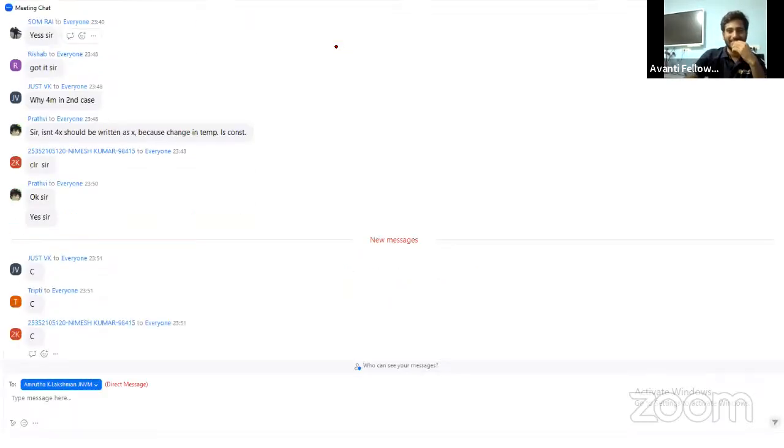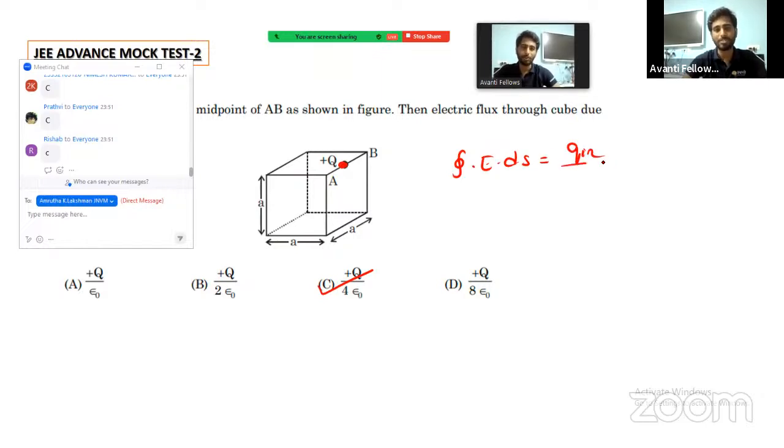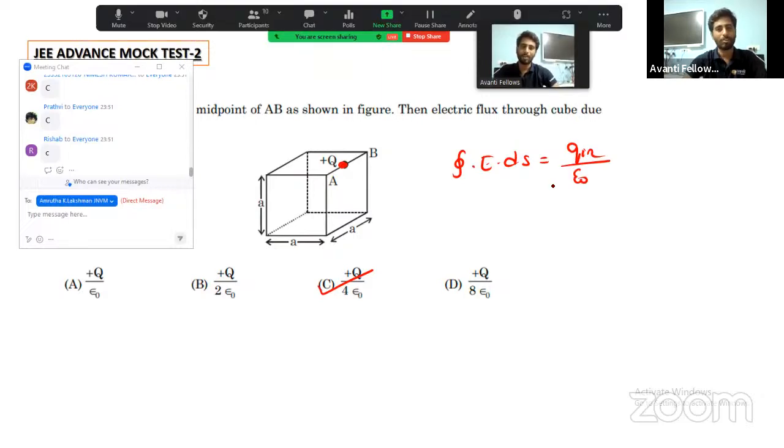Good. Right. Excellent. It is Q by 4 pi epsilon. Shall we move on to the next question? No need to discuss this one. Flux के लिए क्या करना है? आप Gauss law apply करना था. Integral E dot ds is equal to charge enclosed divided by epsilon.